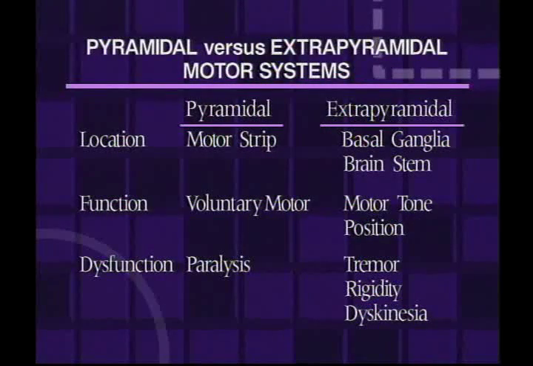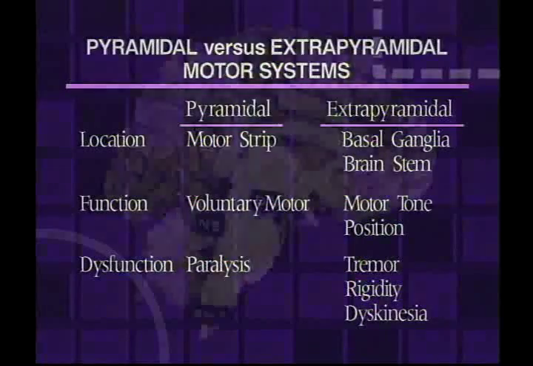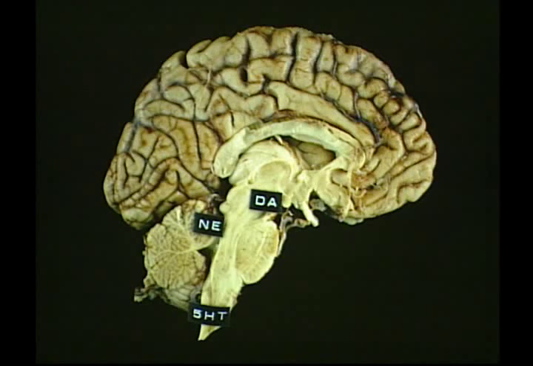Going back to our slide then, we see that when we have damage to the outer motor system, the pyramidal system, it causes paralysis. But in contrast to that, when we have damage to the basal ganglia, or more important, to the brainstem, things like the midbrain, pons, and medulla, where dopamine and norepinephrine-producing nerve cells are located, then we can see tremor, rigidity, and dyskinesias. These are hallmarks of Parkinson's disease. In fact, Parkinson's disease is caused primarily by dysfunction of brainstem structures that control extrapyramidal movement.